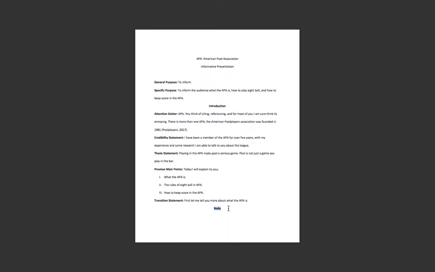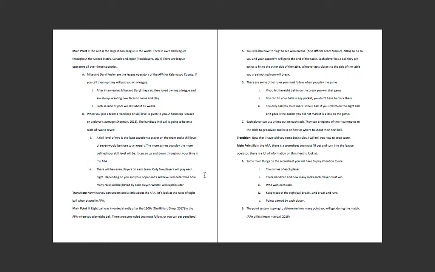Next, moving on after the introduction, just like introduction, body is bolded and centered as the title. And then you'll see main point 1. This is where you say main point 1. Main point 1 is in bold. And as you can see, there's coordination to the way things are subordinated. So main point 1, the overarching topic, is the APA is the largest pool league in the world. There's over 300 leagues. So what this whole point is getting across is how big it is, how expansive it is. It's all over the world.